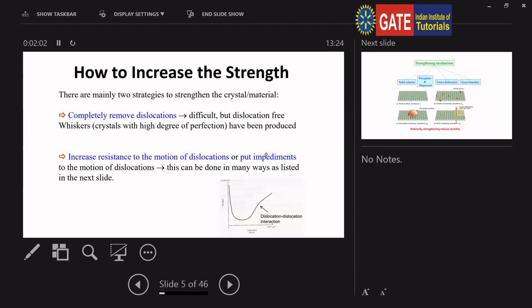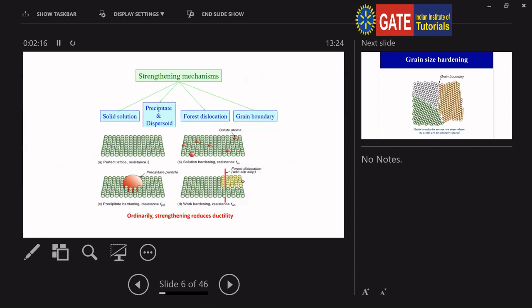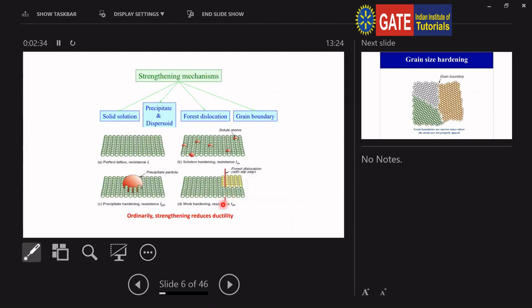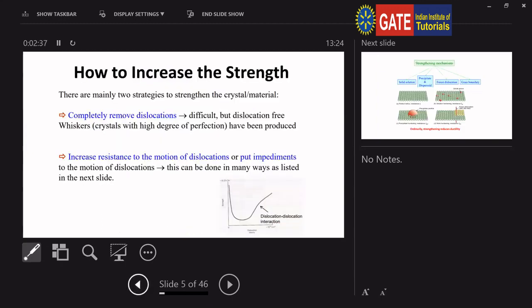So you can clearly see there is a graph of strength versus dislocation density. In the left-hand part of the graph, if your dislocation density is low, strength is very, very high. Then strength goes on reducing. I will try to use the laser pointer. Yes, here the dislocation density is low, strength is very, very high.